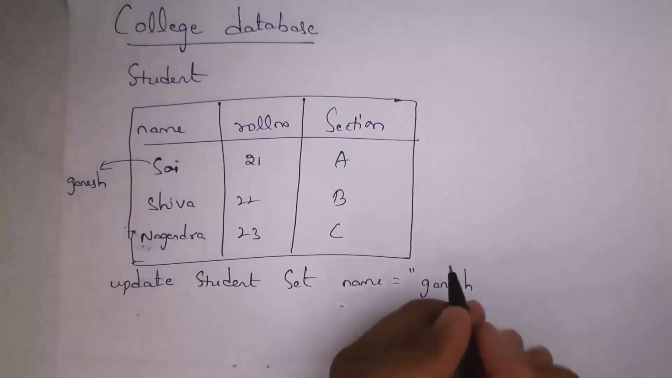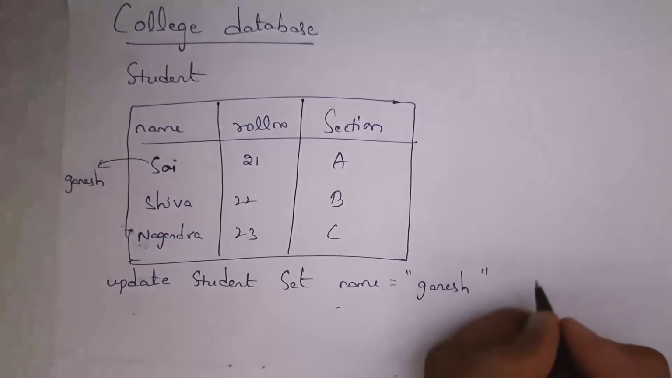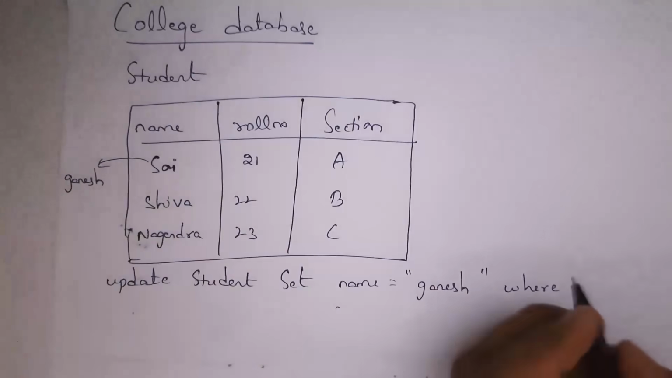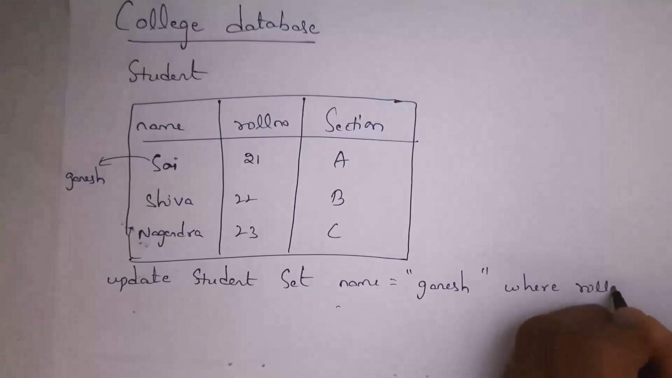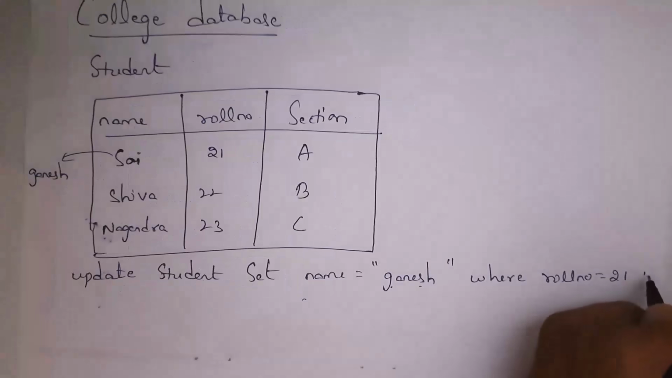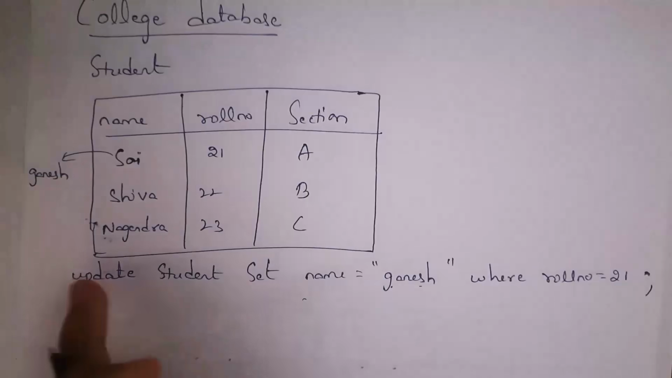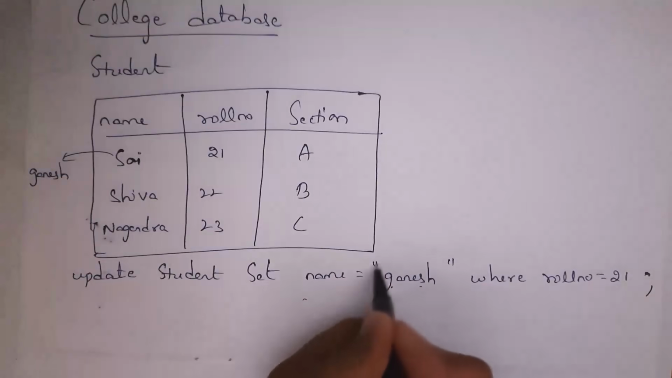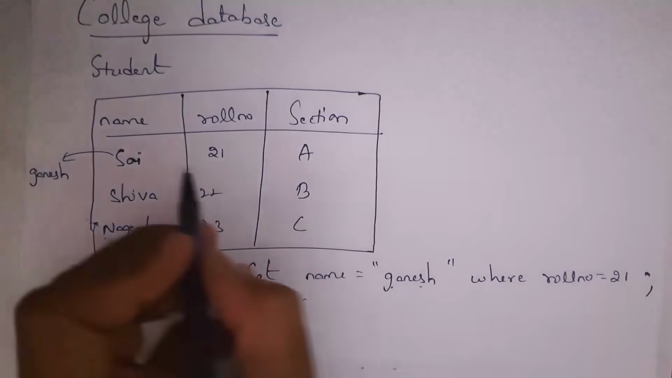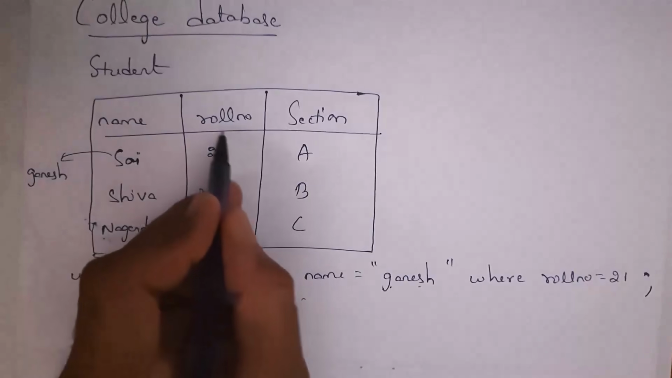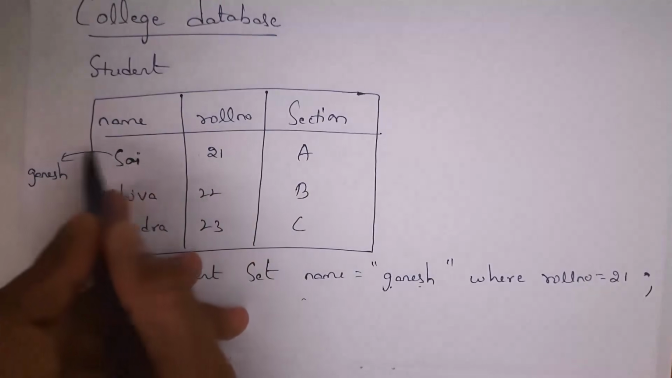So just write here the new name, that is Ganesh, in quotations, where Sai's roll number is 21. So just write here where roll number equal to 21 and give a semicolon. The meaning of this code is, it will change the name to Ganesh whose roll number is 21. Here Sai's roll number is 21, so it will change the name from Sai to Ganesh.